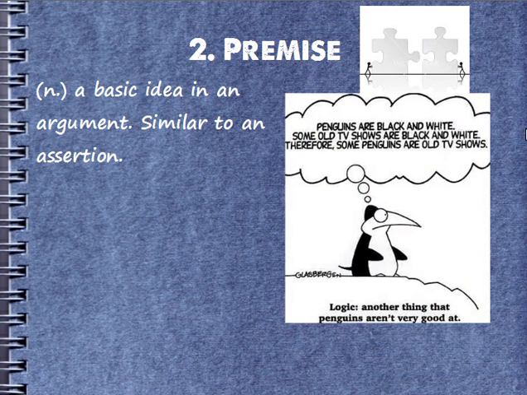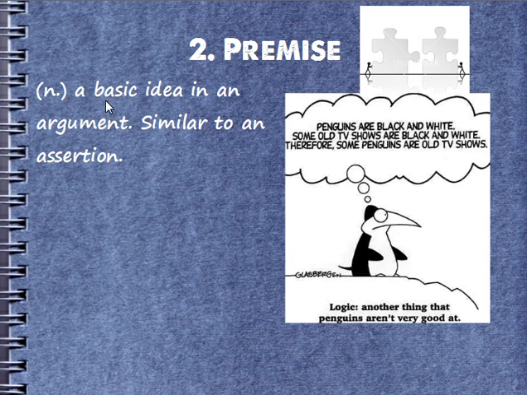Let's take a look at an argument. It's not very good. And see if we can identify some premises. Penguins are black and white. Some old TV shows are black and white. Therefore, penguins are old TV shows. Logic, another thing that penguins aren't very good at.